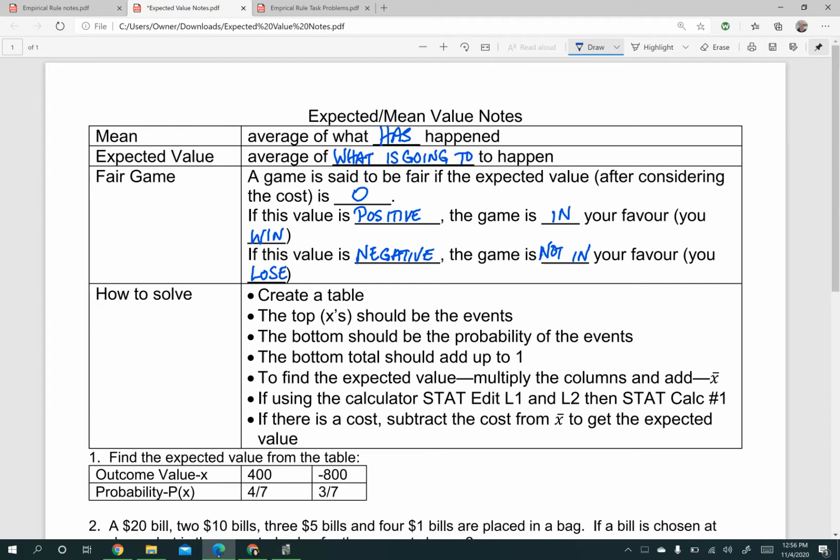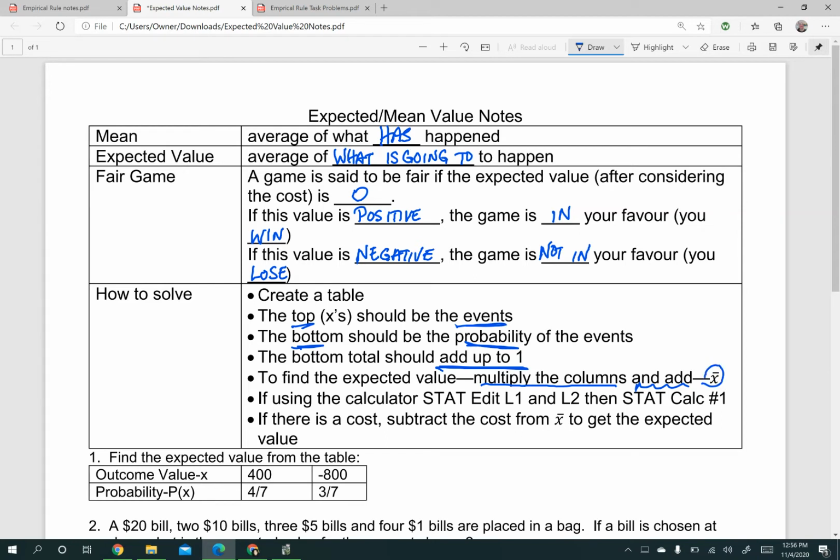The top is the X's or the events, and the bottom is the probability of these events, and they should add up to 1. So the events on the top and the bottom is the probabilities. And to find the exact expected value, we multiply the columns and add. And that gives us the mean value.